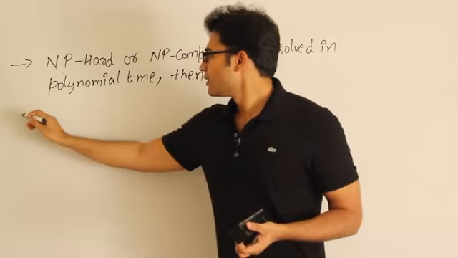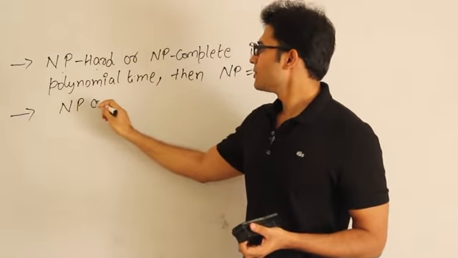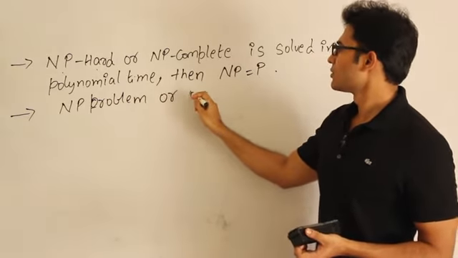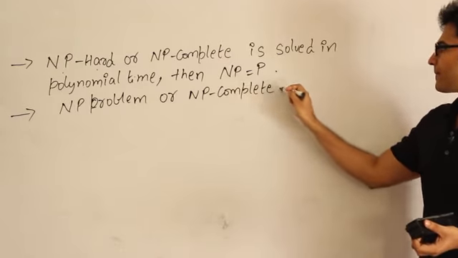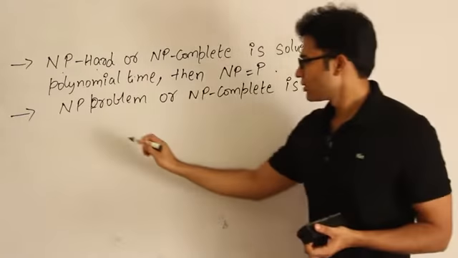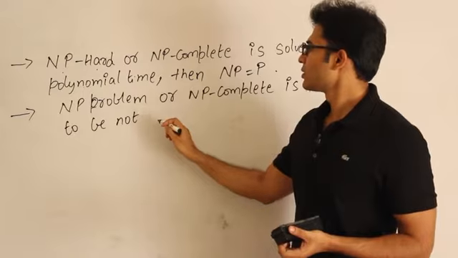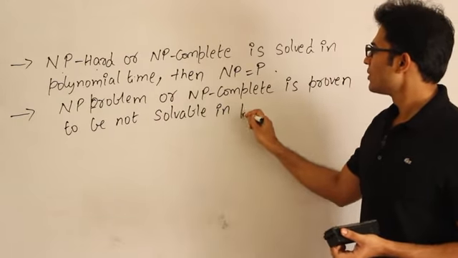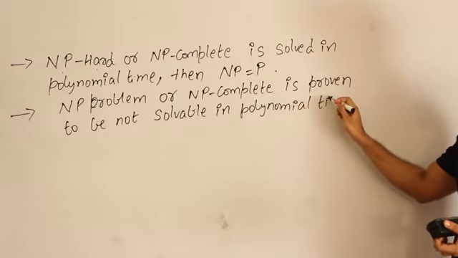Now the second one: either an NP hard problem or an NP complete problem is proven to be not solvable in polynomial time. What does it mean?